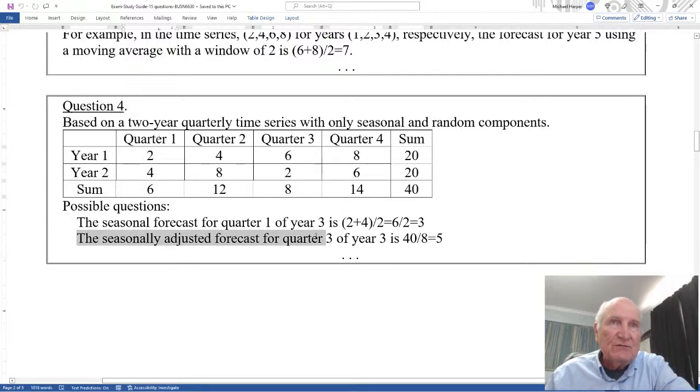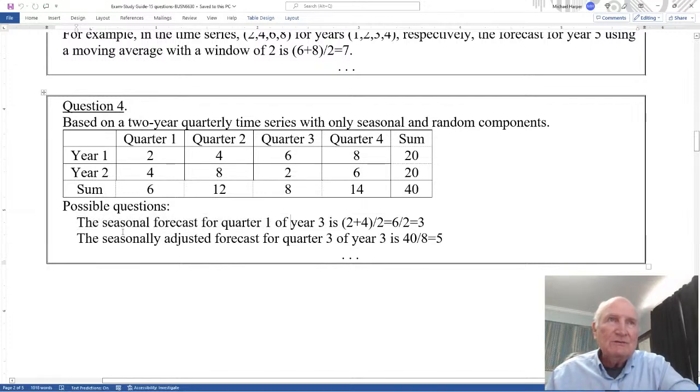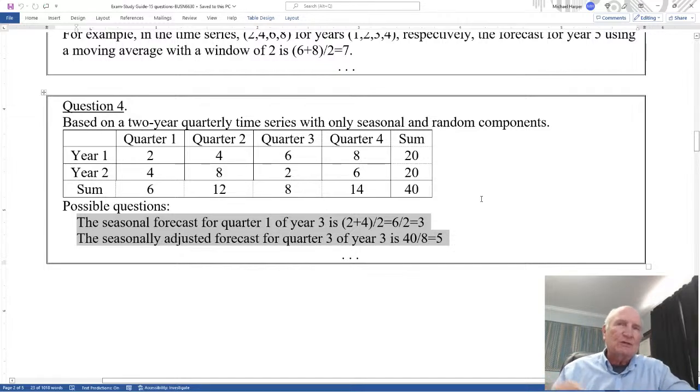The seasonal adjusted forecast for quarter 3 of year 3, well, is 40, and there's 8 numbers. 40 divided by 8 is 5. So I could ask a forecast for quarter 1, quarter 2, quarter 3, quarter 4, anything. So here's an example, possible questions, an example of the questions for question 4.